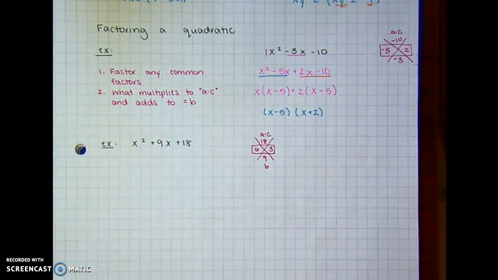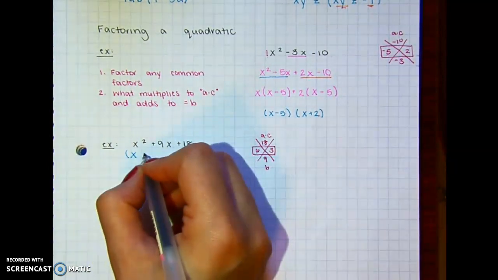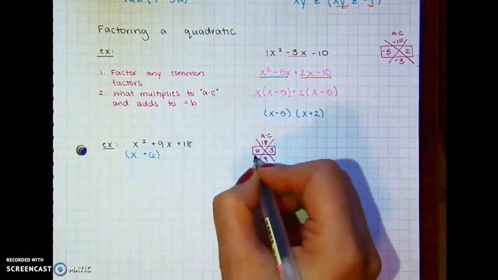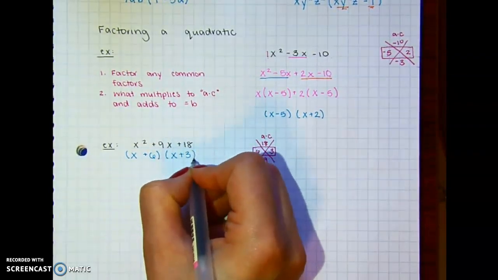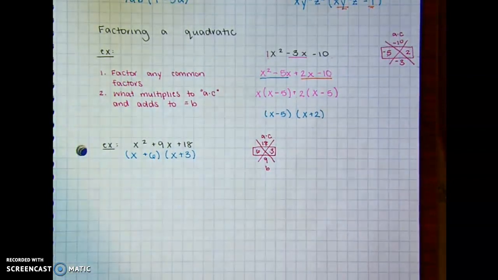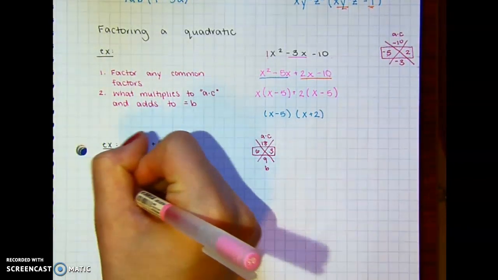So you could just jump to the answer and go, okay, so my factors are going to be x plus 6 and x plus 3. And I think I said this earlier, if you want to, you could check, right? And you can check by foiling.